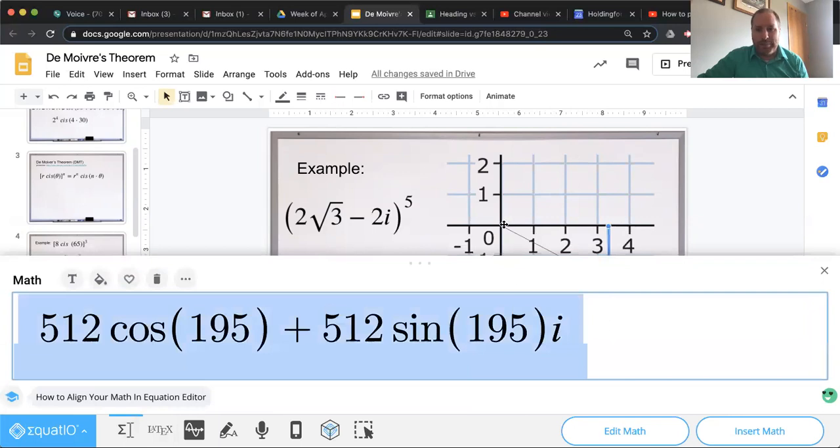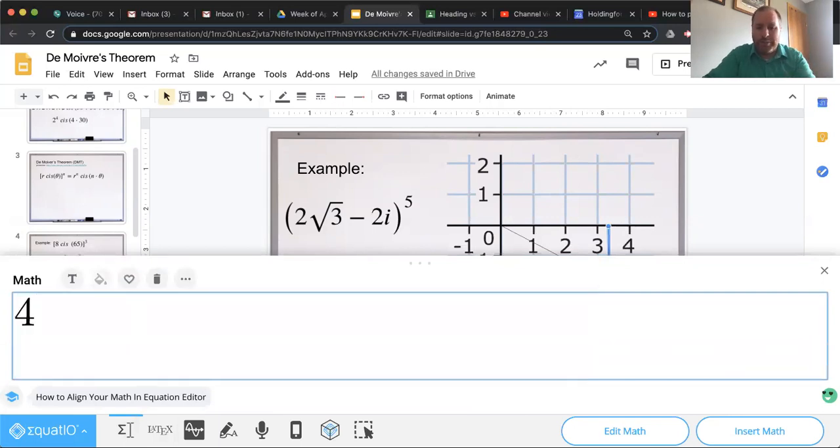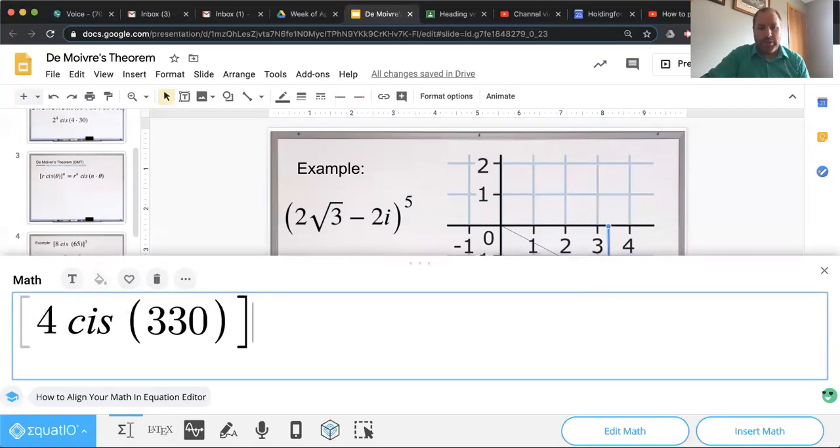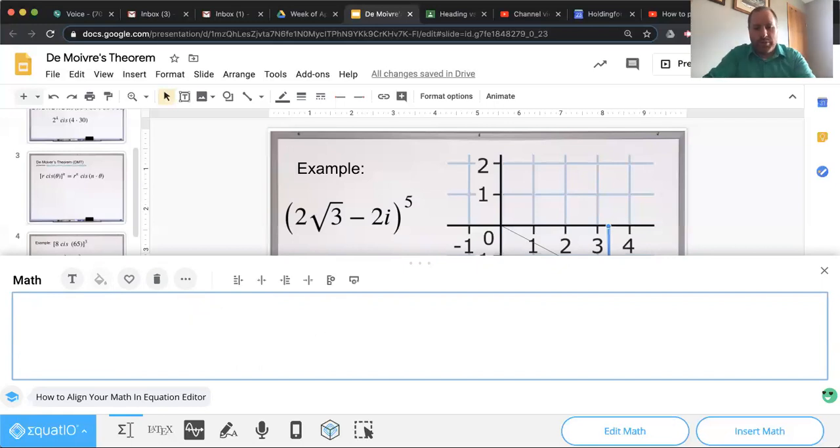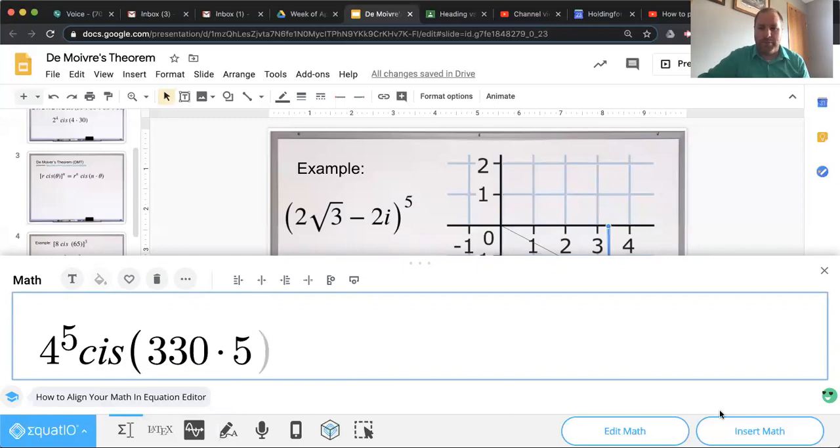And in fact, it's got to be 4 away. So I know in trig form that this is 4 cis 330. I'm going to put that 0 in there. That's the same thing. And then we're going to raise this to the 5th power, right? That's what that one is. So very simply, we would do 4 to the 5th power, and then we do cis of 330 times 5. That's what we would do there.